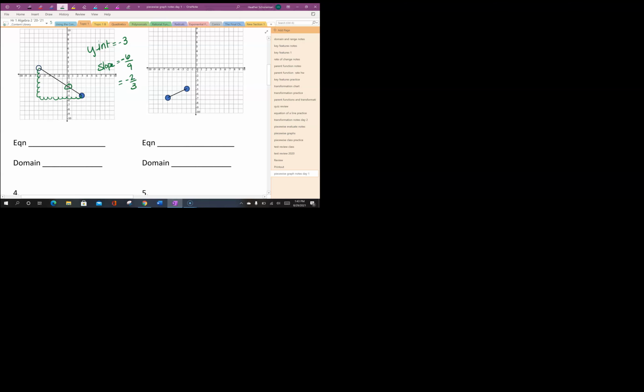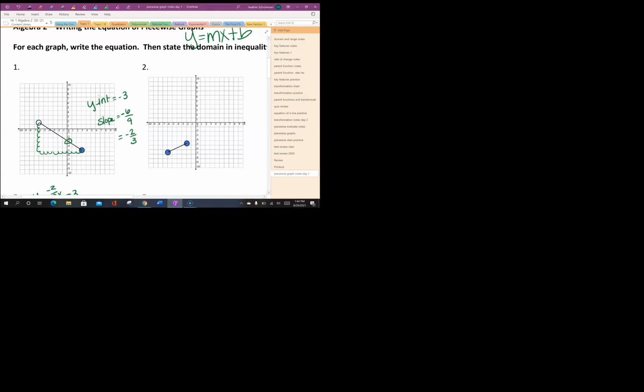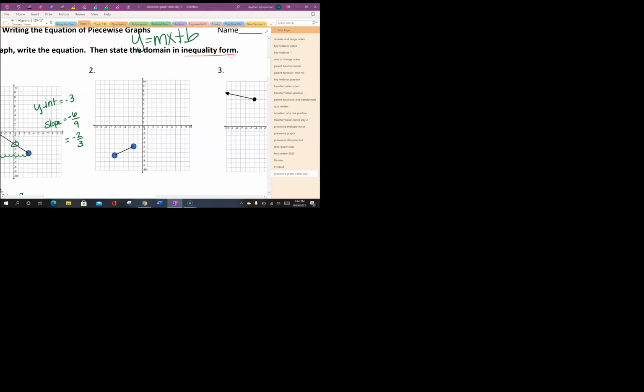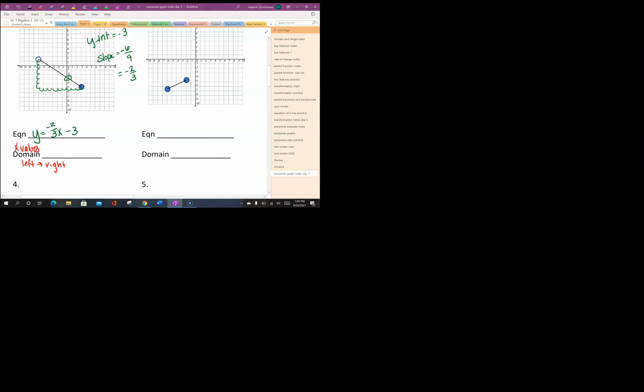So now that we have the information, we can write the equation, which is y equals -2/3 x minus 3. Now this time we need to write the domain. Remember, the domain is our x values, and we do it from left to right. But notice this time it said to put it in inequality form. So we're going to write most of these as compound inequalities. So when that happens, x is in the middle, and then our smallest number on the left and bigger number on the right.